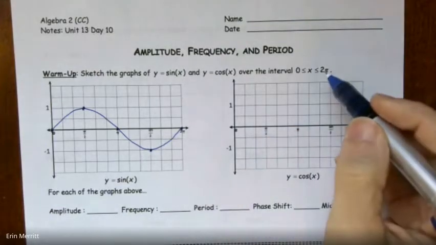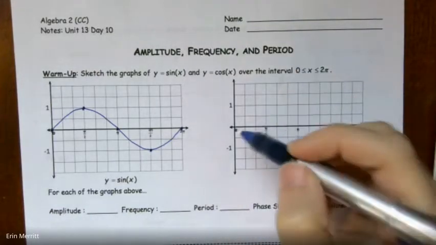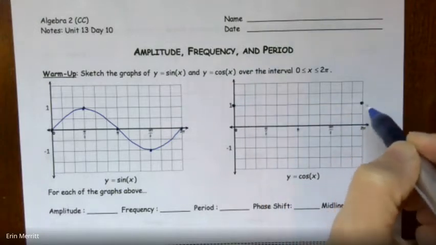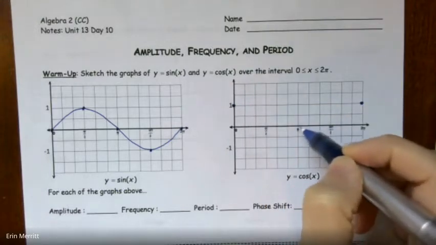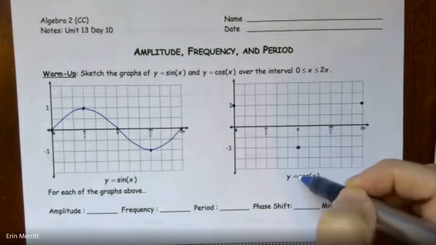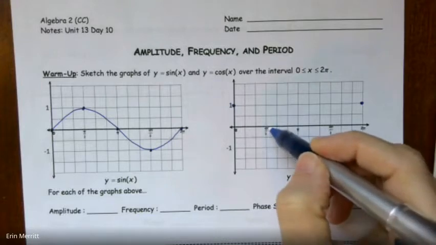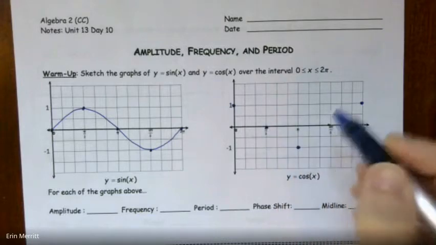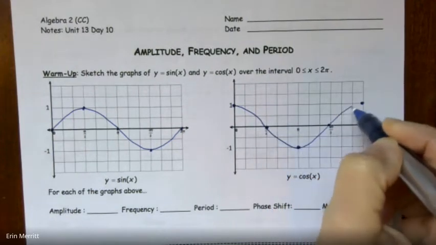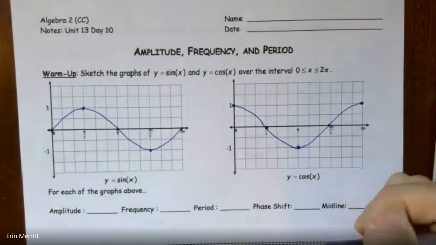Same thing for this other one. For cosine, cosine starts and finishes at 1. So at 0, it's 1. At 2 pi, it's 1. It's going to hit rock bottom at pi. So dead center, come all the way down, hit -1. Then it crosses the midline. So it crosses the axis at pi over 2 and 3 pi over 2. Then connect the dots. All right, that's going to be your cosine graph.